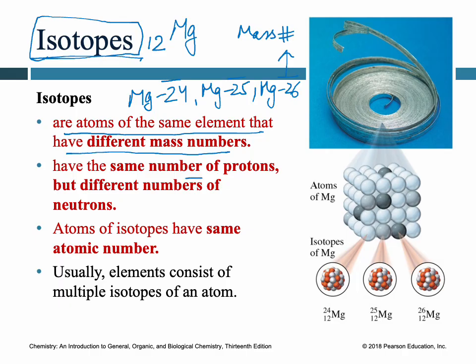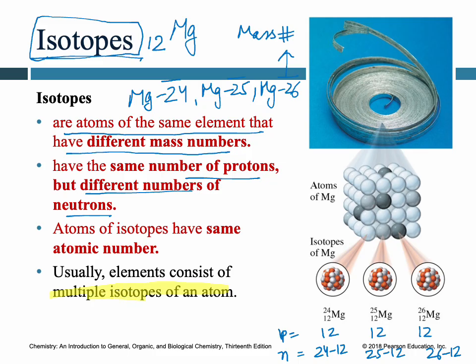That simply means they have the same number of protons because all of them are magnesium with 12 protons, but they have different numbers of neutrons. For example, like this: magnesium 12/24, 12/25, 12/26. Their protons in all of them is 12, 12, and 12. But if you look at neutrons, how many? 24 minus 12, 25 minus 12, 26 minus 12. So neutrons is the only thing that is different in them, and those are called isotopes. Most of the elements that you see on the periodic table have multiple isotopes.